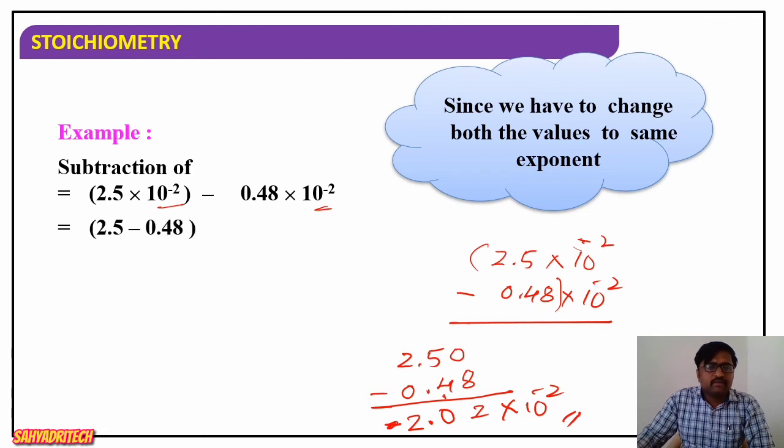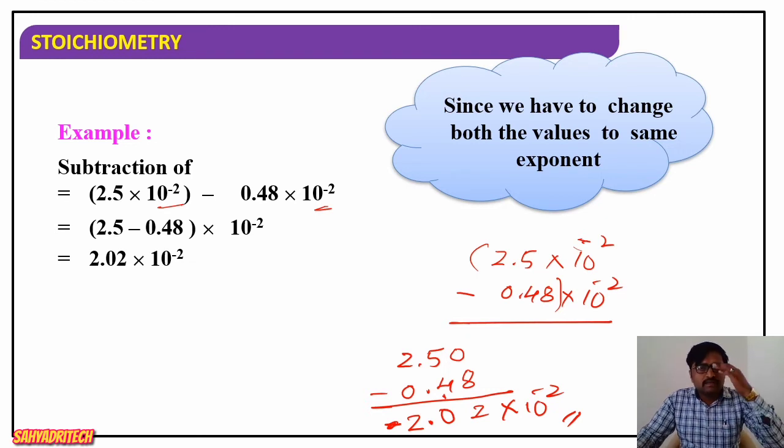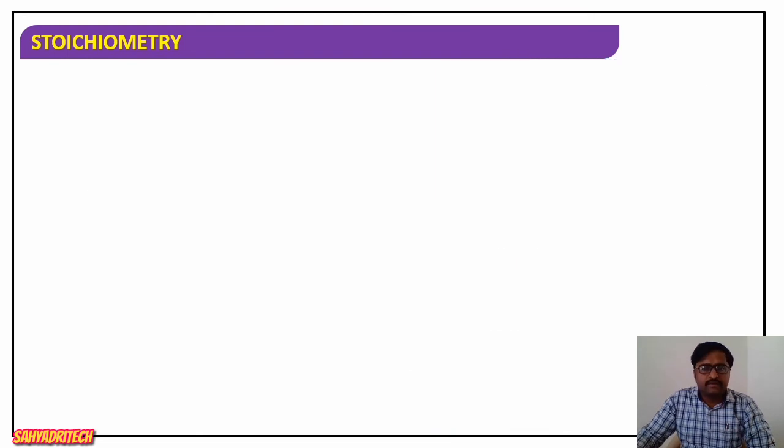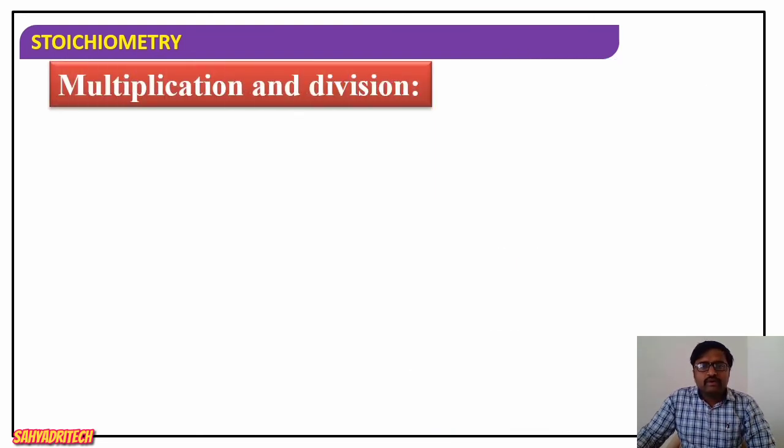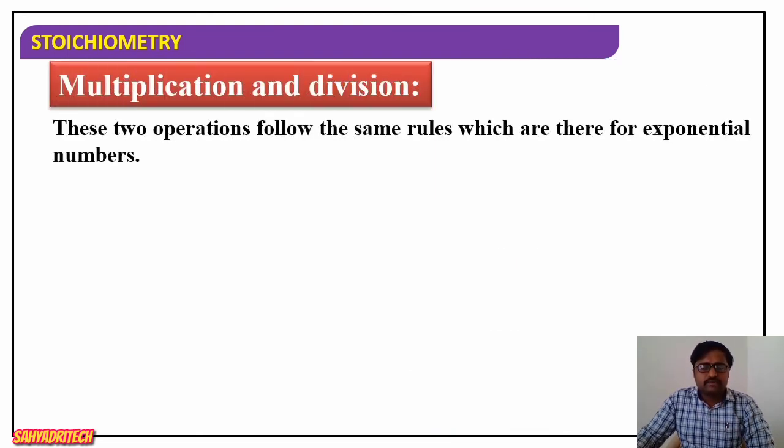So 2.5 minus 0.48, into 10 raised to minus 2. So what is the answer here? 2.02 into 10 raised to minus 2. So remember, while going for addition and subtraction, what care is to be taken? The exponents must be the same. We have to move the decimal point in such a way that the exponent of all the numbers is the same, or is made equal.